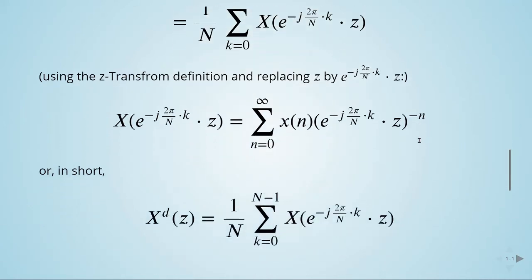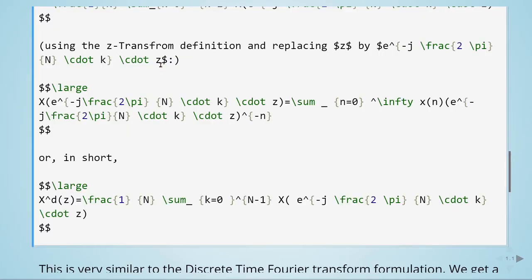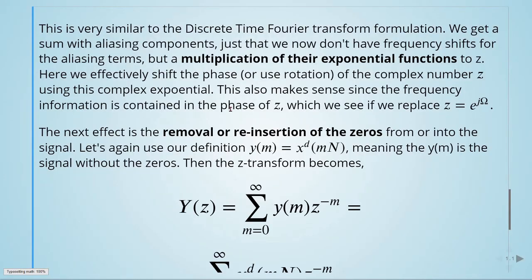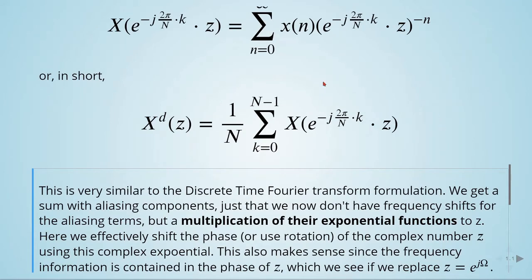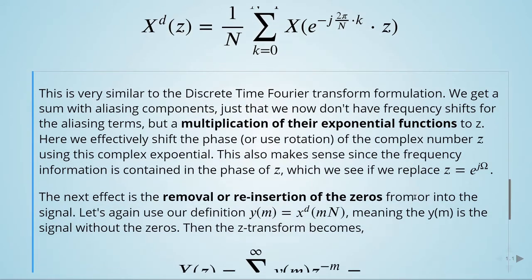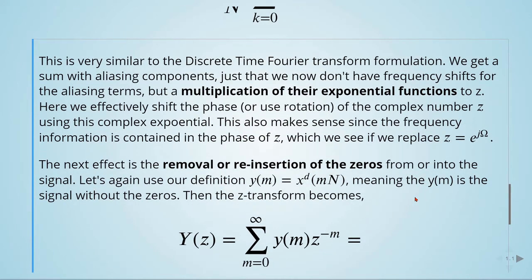Or in short, we have that X in the Z domain is equal to 1 divided by N, the sum from k going from 0 to N minus 1, and this X is the same as here, X of e to the power minus j 2 pi divided by N times k times z. There is a mistake here, let's just correct it. Z transform definition, and we have this relation here.